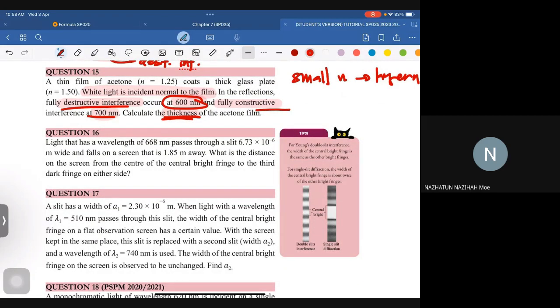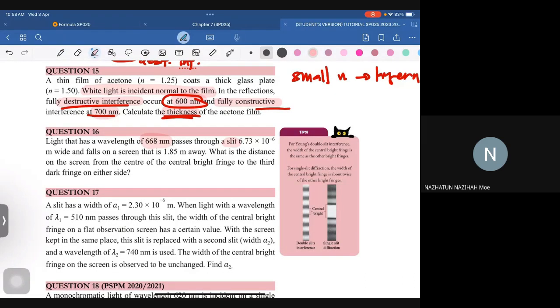Question 16. Tidak sudah PSPM. Ada lagi. Question 16. We have a light that has a wavelength of 668 nanometer passes through a slit. Okay, dia tidak mention double slit, dia mention a slit. Okay, kalau dia ada di sini ni, a slit tu maksudnya dia cuma ada satu slit. So apa ni? Ini adalah single slit. Okay, kena ingat dia ada perbezaan formula single slit dengan double slit.